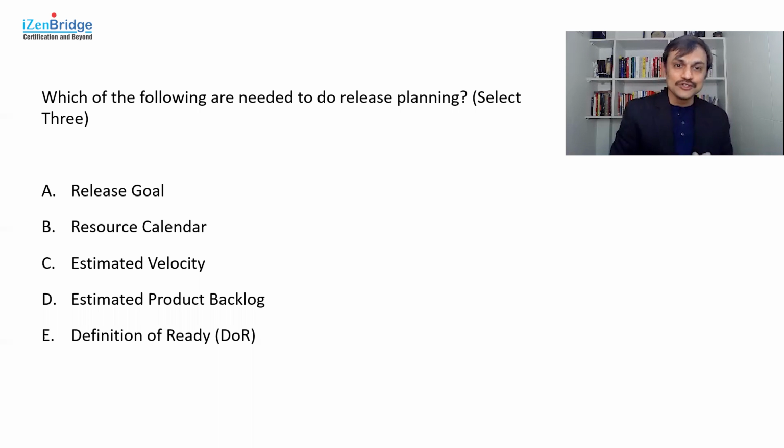Okay, so let's get into the question. Which of the following are needed to do a release planning? Release goal, resource calendar, estimated velocity, estimated product backlog, definition of ready. So you can pick up the way you want. You need to identify 2 which are not needed for release planning and 3 which are needed. So you just need to make 2 categories out of these 5, 3 needed, 2 not needed. You may want to pause and check these options further before I share my ideas.